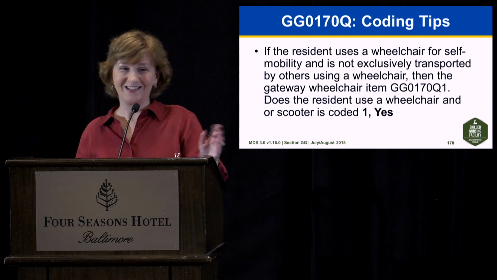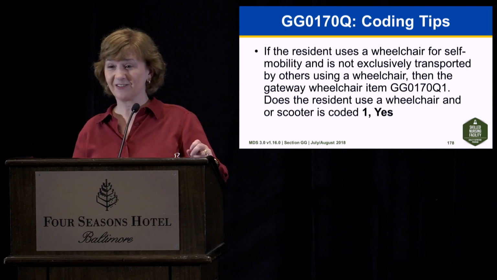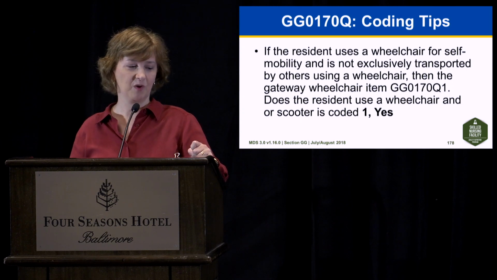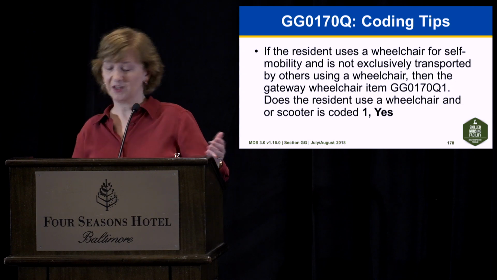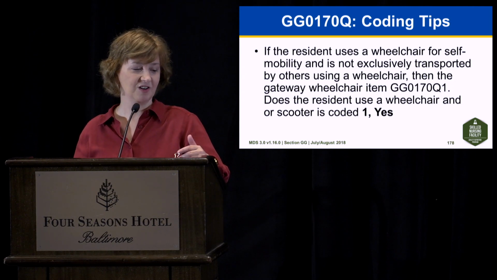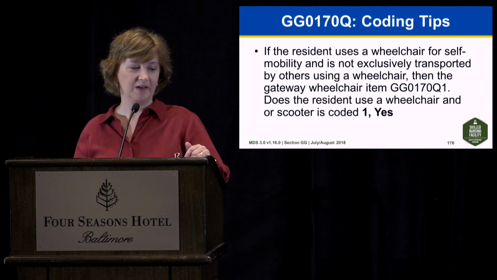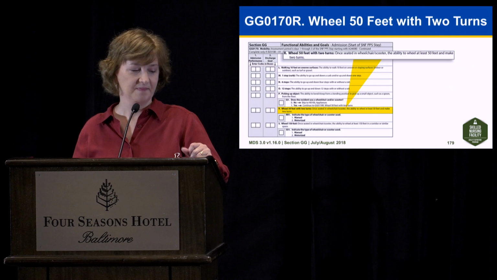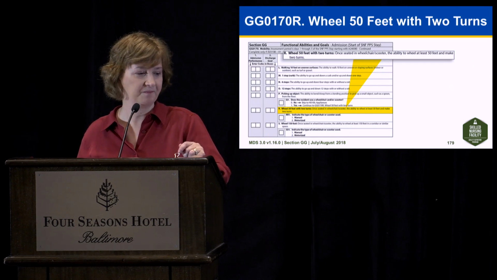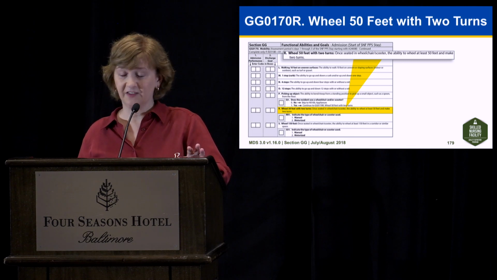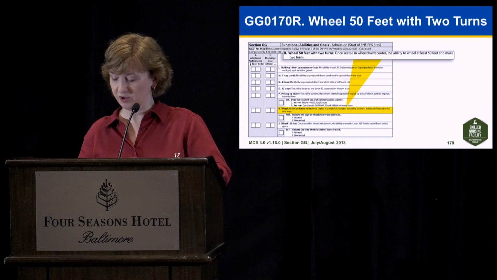So this is one of the coding tips. It's in the manual. If the resident uses a wheelchair for self-mobility and is not exclusively transported by others using a wheelchair, then the gateway wheelchair question, which is Q1 on admission, Q3 on discharge, does the resident use a wheelchair or scooter, is coded 1, yes. So again, the transport stuff is, I guess, what I'd like to be sure you think about there. So the first activity in the area of wheelchair relates to wheeling 50 feet with 2 turns.